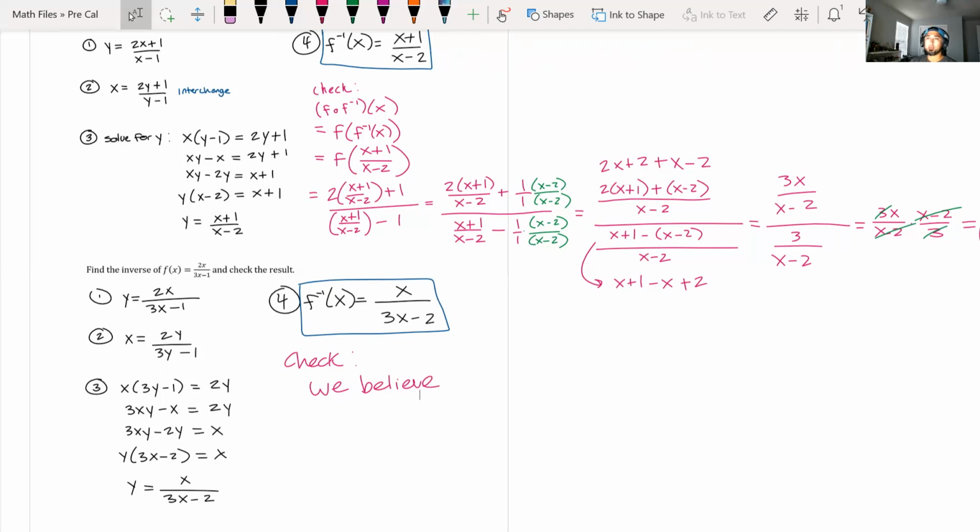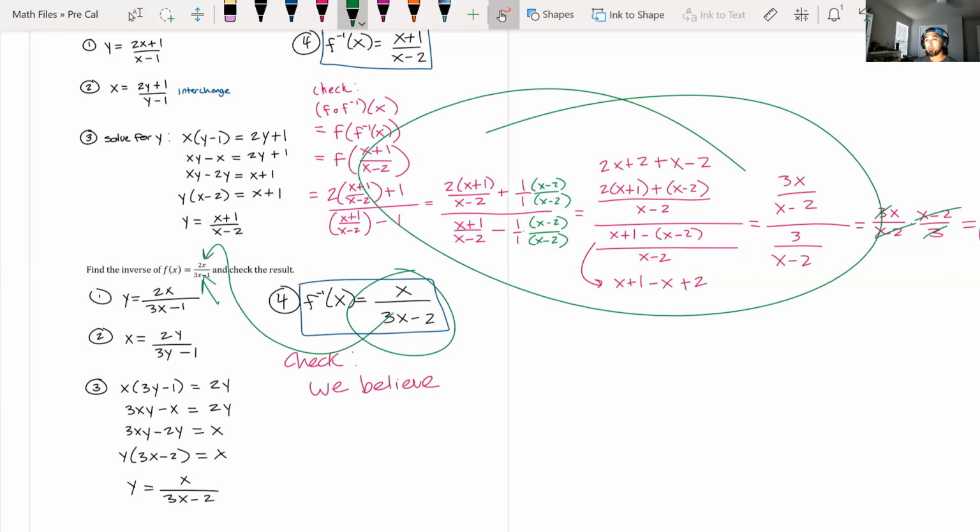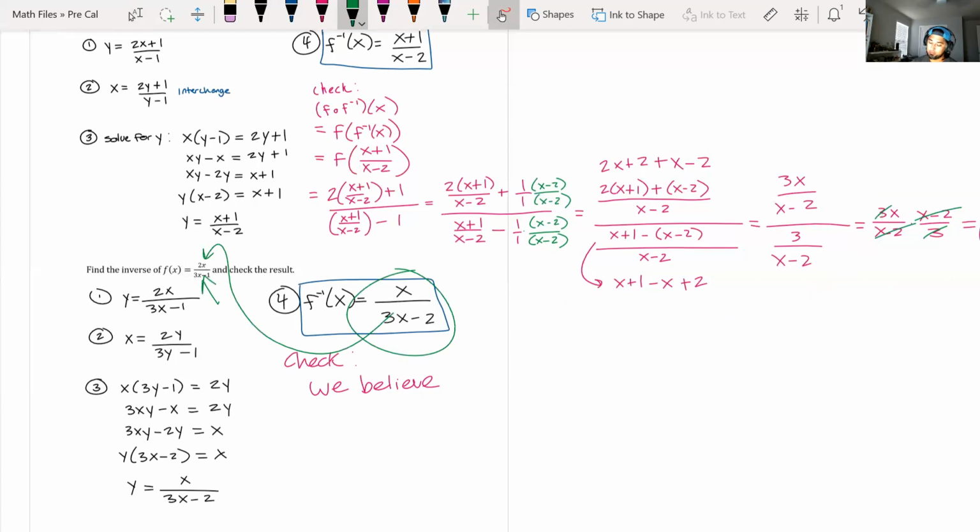But yes, to that first question, if you wanted to check your work, then you can compose. So you would take this and plug it in for every x and do everything we did up there. I checked it. It's good. Perfect. You came out with x. All right. We're good with that.